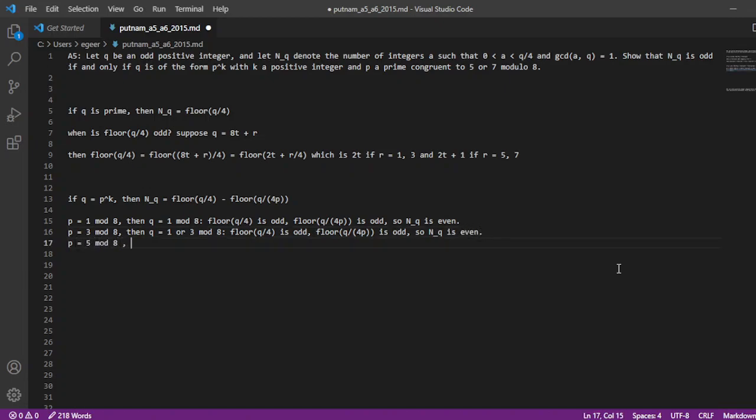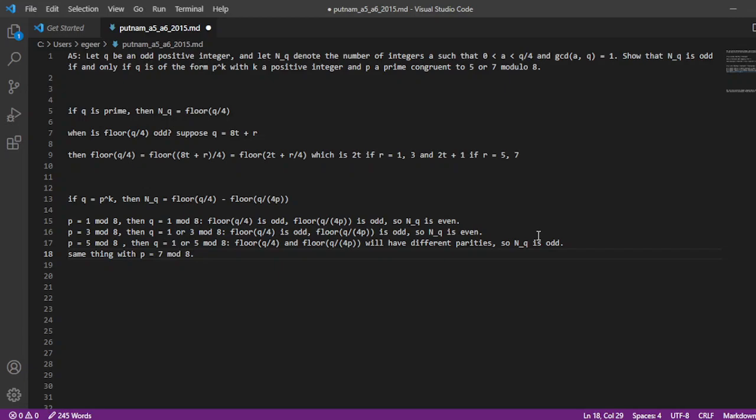P equals 5 mod 8, then Q is 1 or 5 mod 8. It's important. Now we don't know if floor Q over 4 is odd or even, but we know that we're going to be multiplying Q by something that is 5 mod 8. And so we know that floor Q over 4 and floor Q over 4P will have different parities. So NQ is odd.